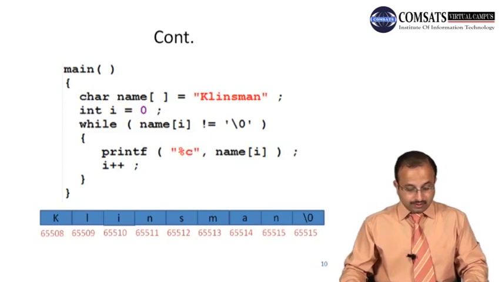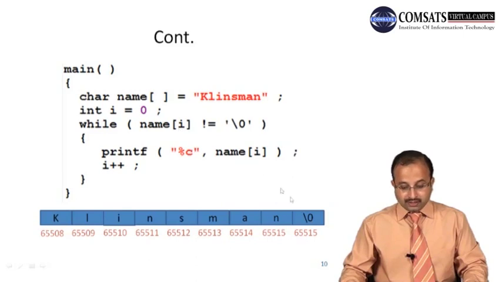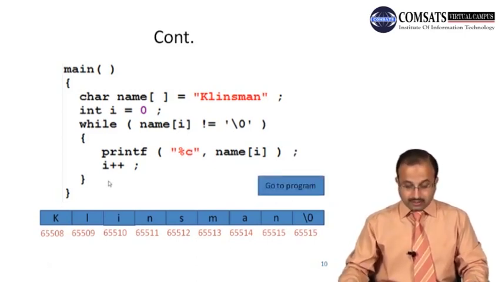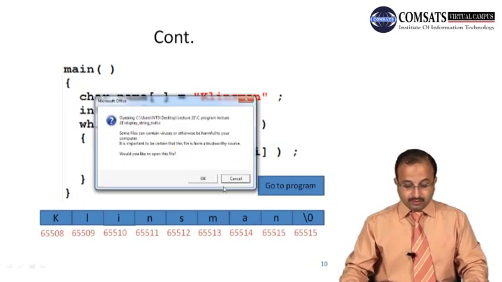So this is a string. At the 8th index, this is the 0th index, 1 2 3 4 5 6 7 8. So when the value of I is 8, name of 8 contains the null character, right? And null is not equal to null, the condition is false, so it comes outside that loop. Let's go and see the program.